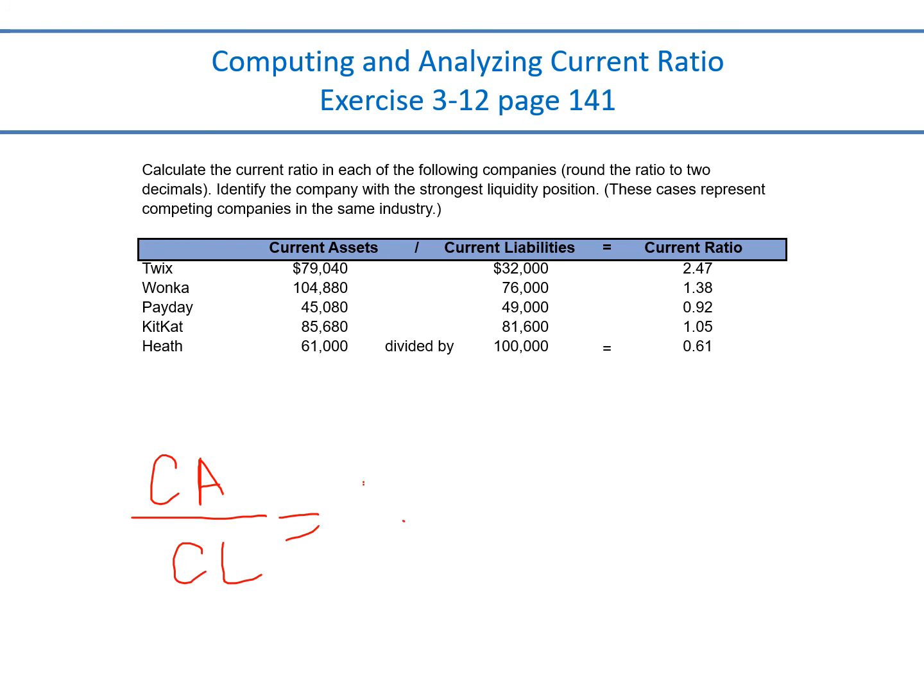Then they want us to identify the company with the strongest liquidity position. What the current ratio tells us is, for every dollar of liabilities, how many dollars of assets a company has, basically. I think you could say it that way. In this case, the higher the number, the better, right? So the company with the strongest liquidity position is going to be Twix.